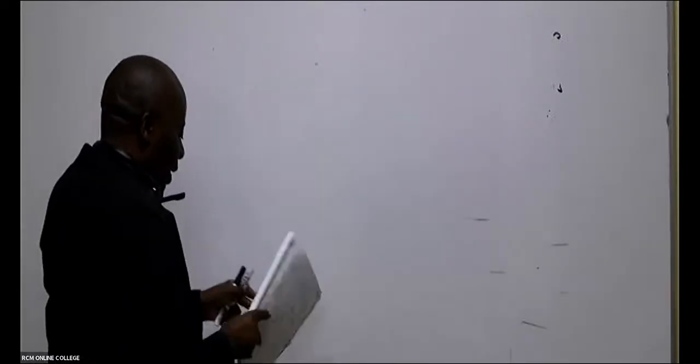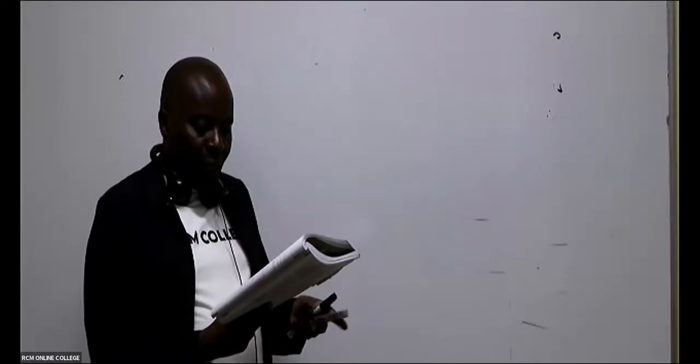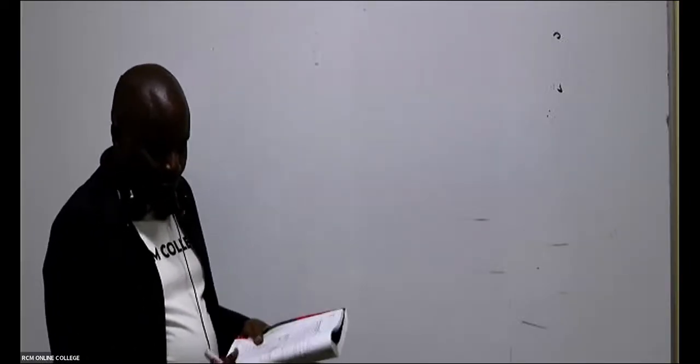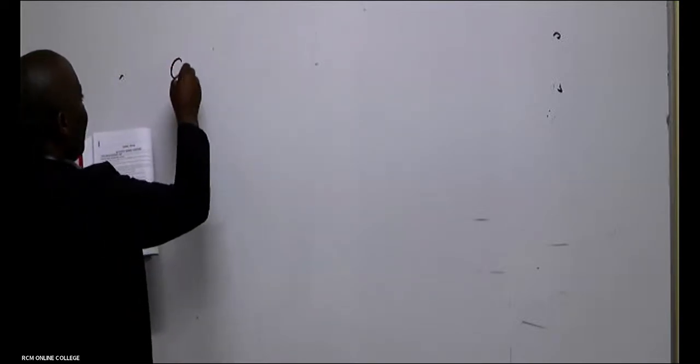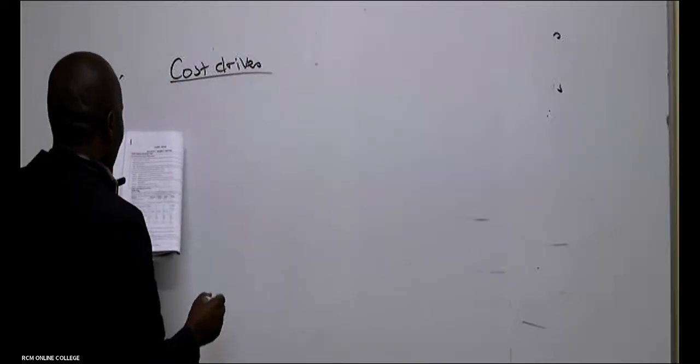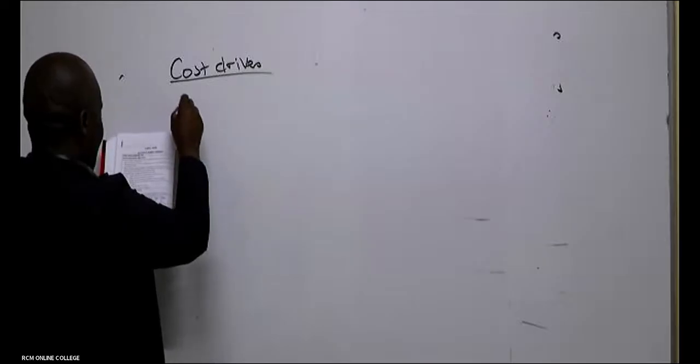So for the ABC, one thing that I will always do is to understand my cost drivers. Are you able to see the cost drivers? You must understand your cost drivers. So we have here cost drivers. These cost drivers, I have number 1, number of production runs.